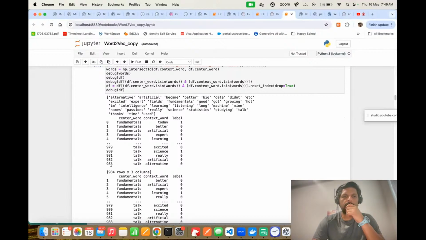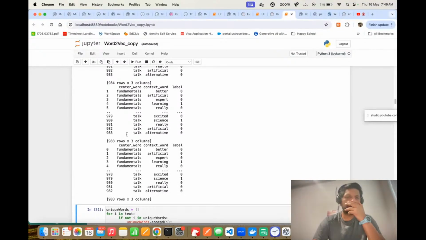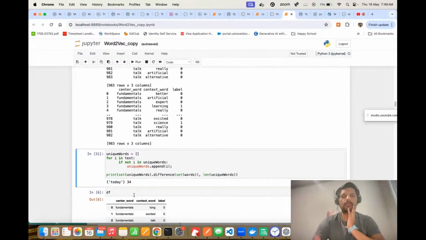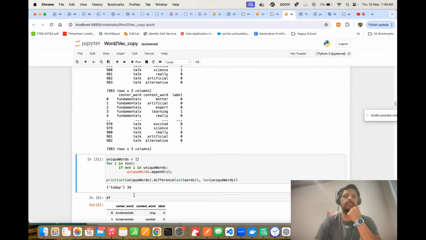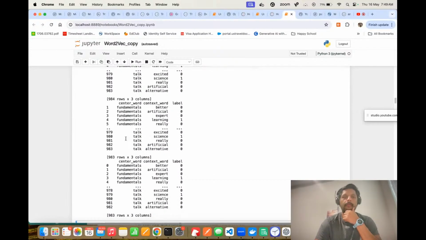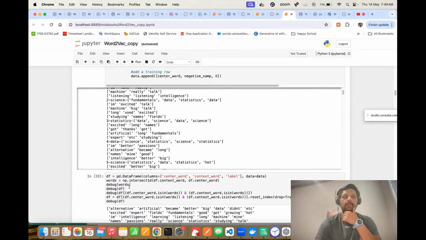If you see, there are around 984 rows, out of which 983 are being considered, and just one row is removed, considering it a duplicate. That's all, nothing more. It means this code is helping remove duplicates.